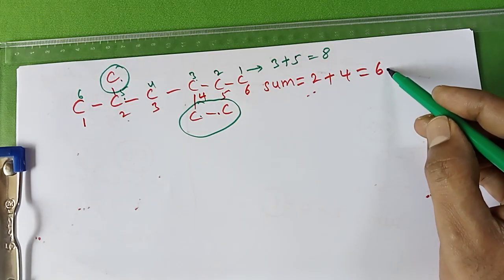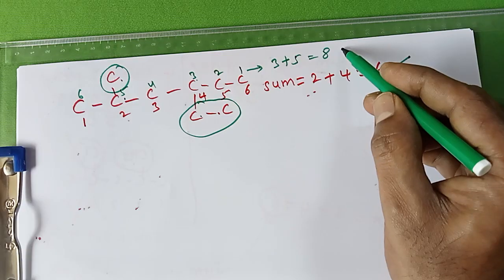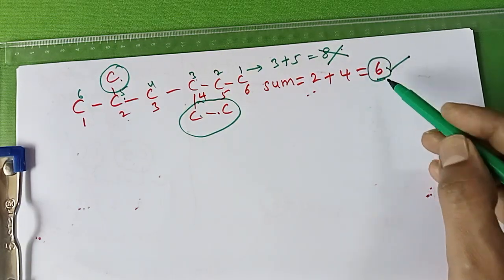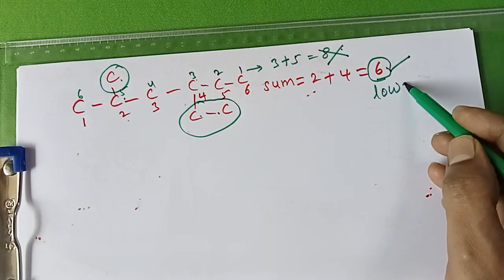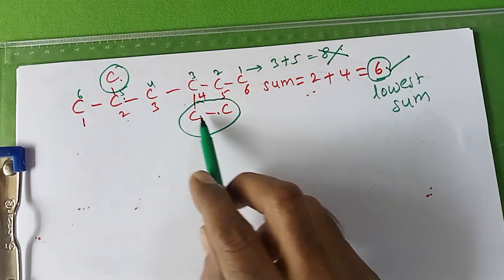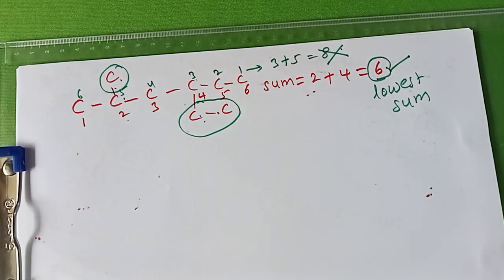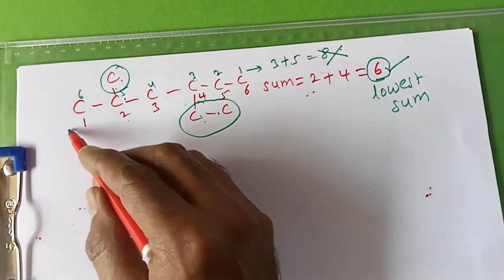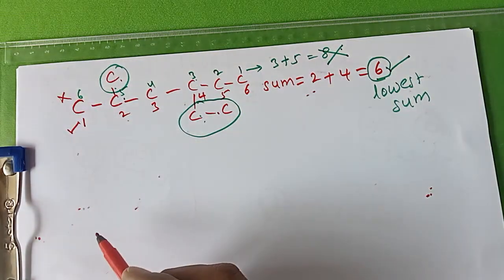So this is the lowest sum. This is the highest sum. So this numbering is wrong. This numbering is the right one. Why right? We decided by the lowest sum. Here don't consider the alphabetical order. Okay, numbering decided. What is this IUPAC name? This is the correct numbering, and this is the wrong numbering.